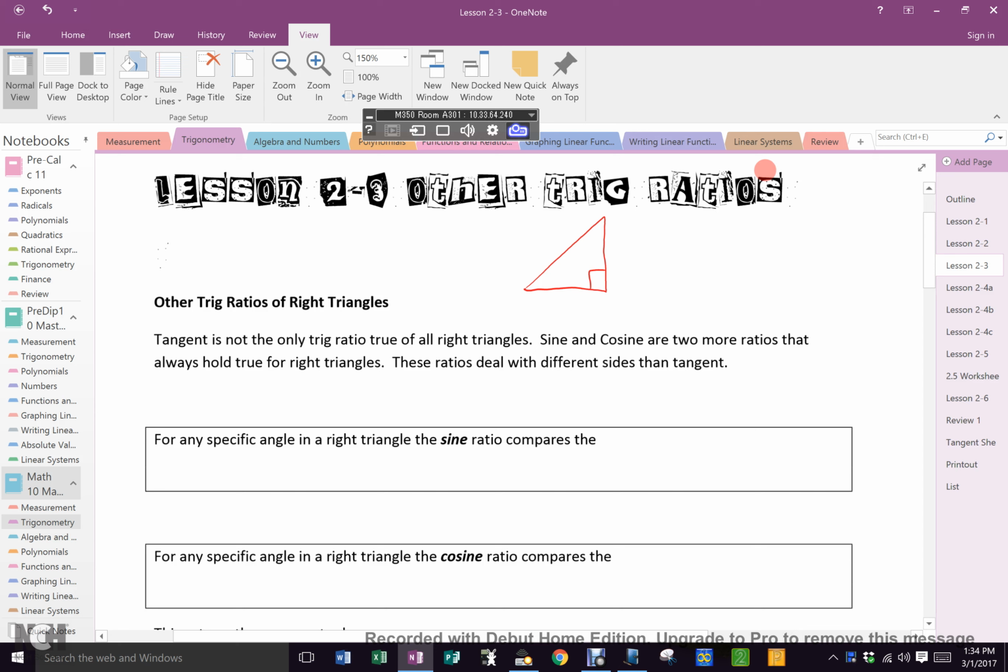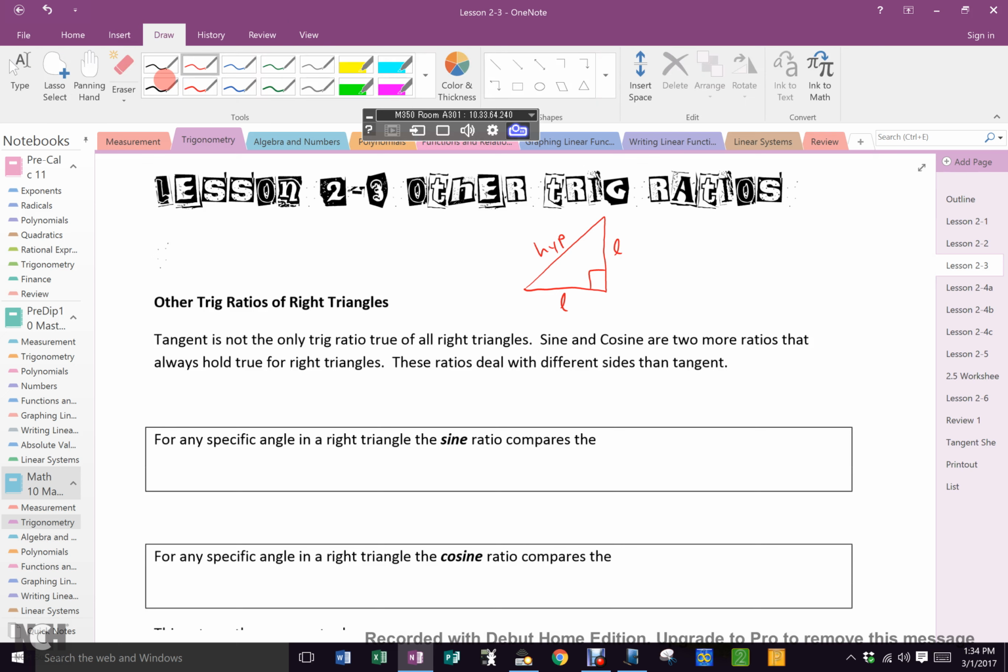There's a triangle, yes? What sides have we dealt with before we talked about trig? We had the hypotenuse, and we had the leg and the leg, right? That's Pythagoras. And then what did we change the legs to? Opposite and adjacent, depending on what? Depending on where I am, yes?